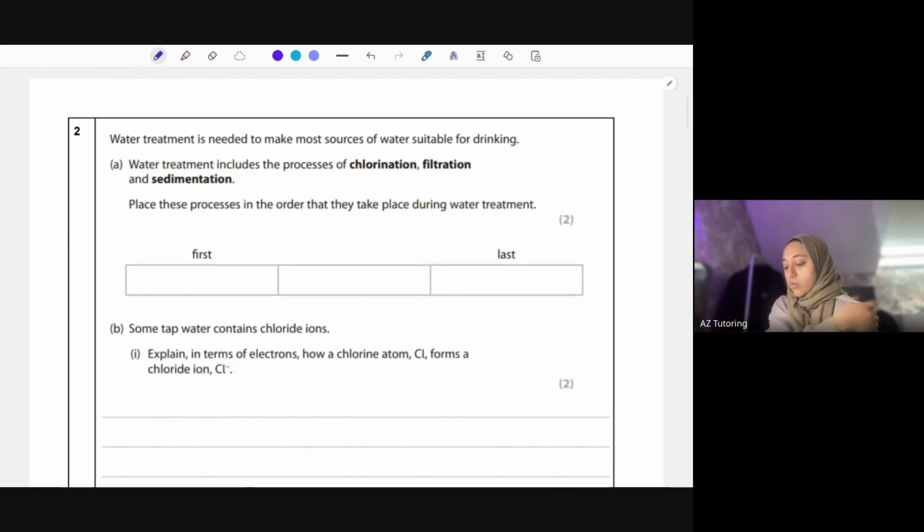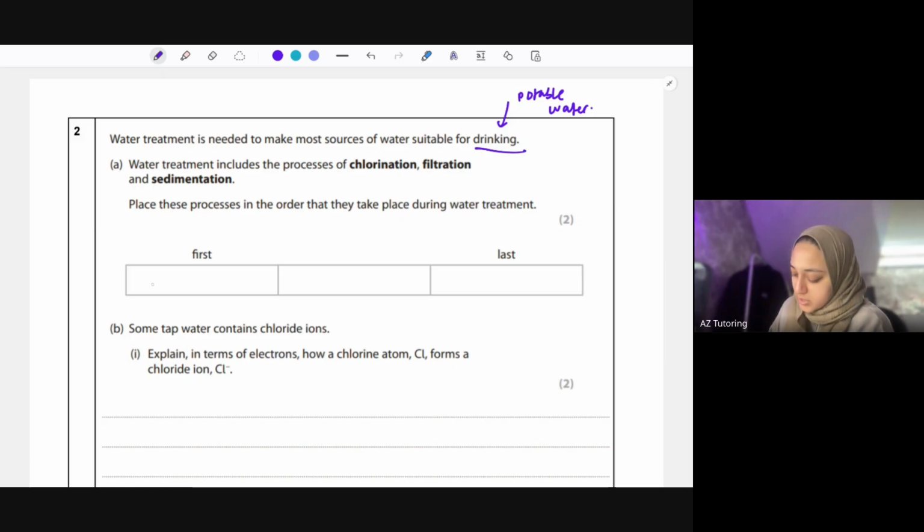Okay, water treatment is needed to make most sources of water suitable for drinking. So remember, water that's suitable for drinking, we call that potable water, if it's suitable for drinking. And we get ours from reservoirs and stuff as well. So water treatment includes the process of chlorination, filtration, and sedimentation. Place these processes in the order that they take place during the water treatment.